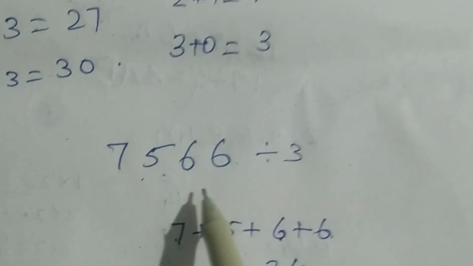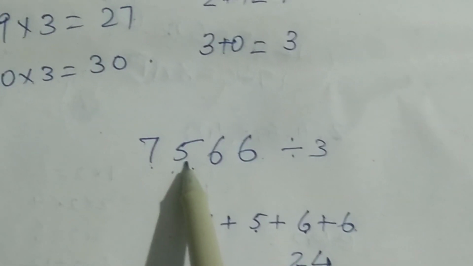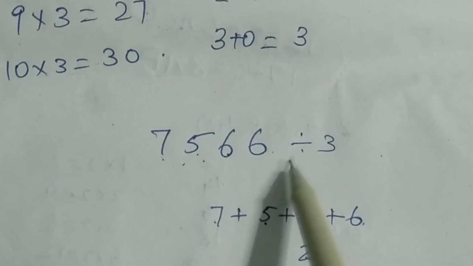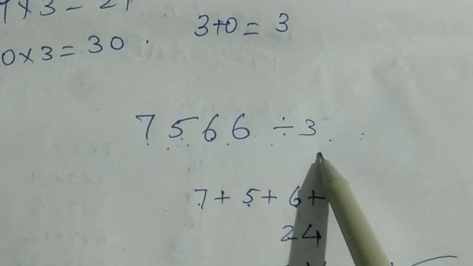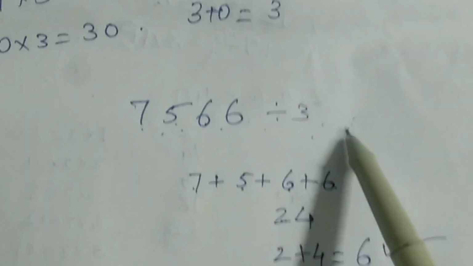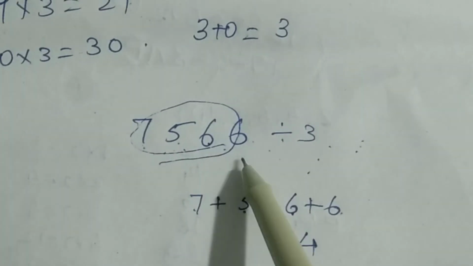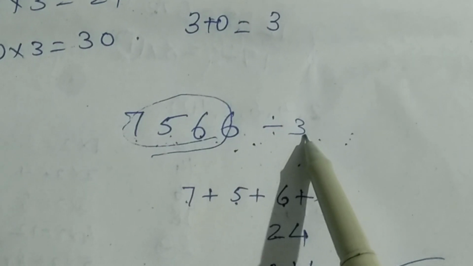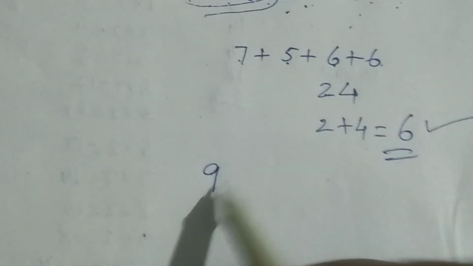Clear? How can we find out? We have to add the digits of the number. Then find out the answer. That means the sum of the digits. If the sum of the digits is divisible by 3, then we can say the given number is exactly divisible by 3. Clear?